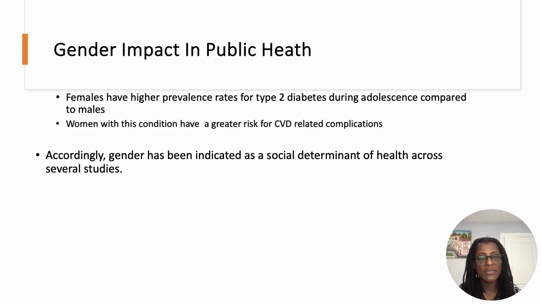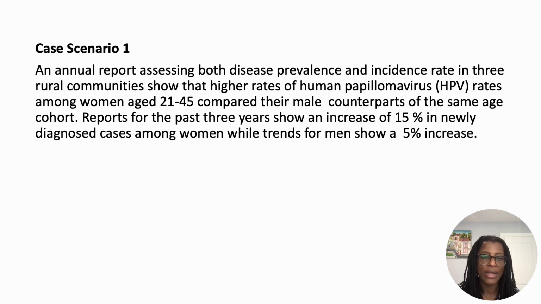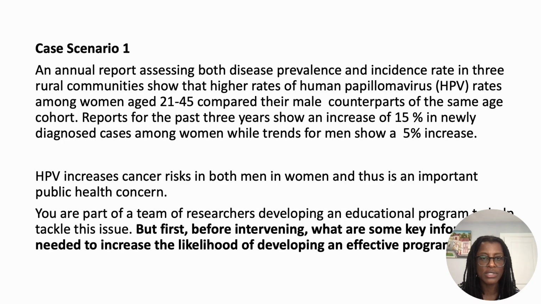So based on these differential risk conditions, we see that gender has been categorized as a social determinant of health because of established differences between men and women in terms of risk and outcome. Accordingly, there has been a lot of research aimed at addressing differences in risk factors and outcomes between men and women.